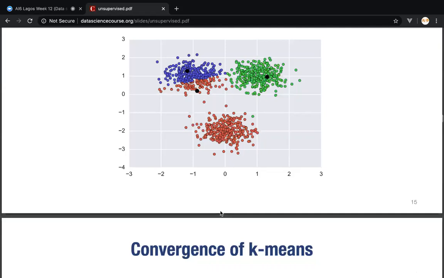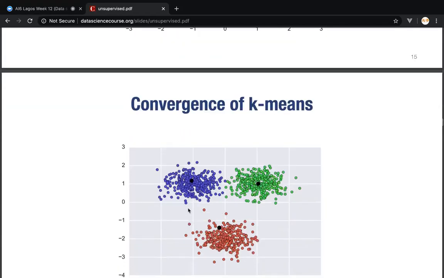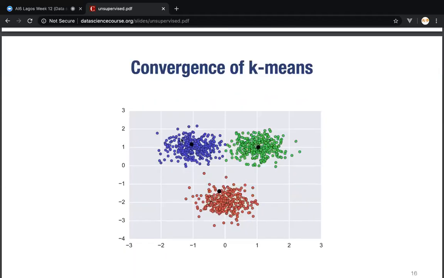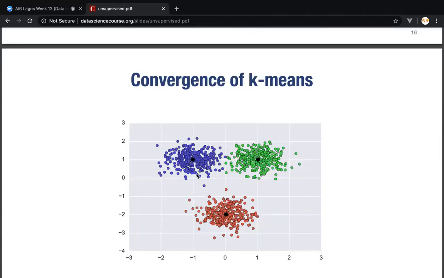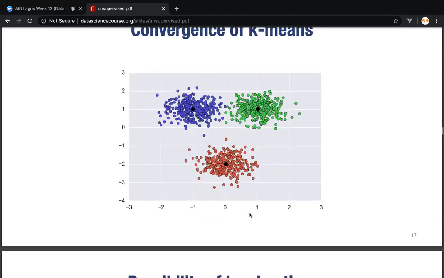But if you keep training, you find out that it adjusts itself through the mean, it optimizes itself and then finds a better cluster. And as you go on, you see it's more of what you want now. So these are the 3 clusters.